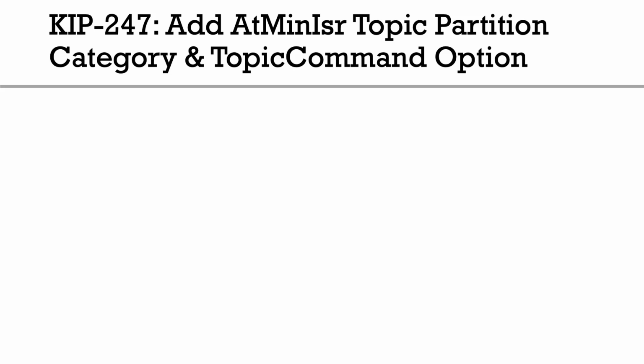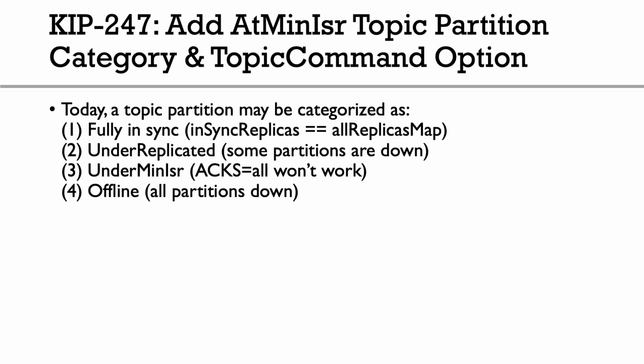Okay, pretty easy, right? But a good change if you have a big Kafka cluster and you have experienced that issue before. Now, KIP 247 is the AtMinIsr topic partition category and TopicCommand option. When you have a topic today, it could be fully in sync. That means that all the ISR are all the replicas. It could be under replicated, called URP. That means that some partitions are down. And it could be under min ISR. That means that acks=all, the setting for the producer side, will not work. So number 3 is really a bit of a problem. And then finally, offline is when all partitions are down.